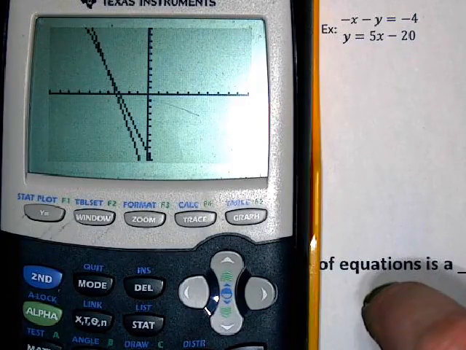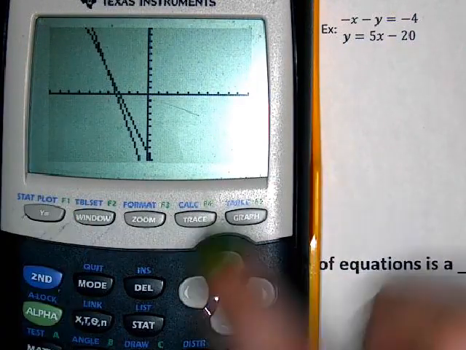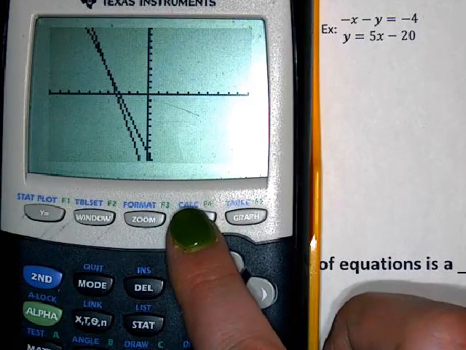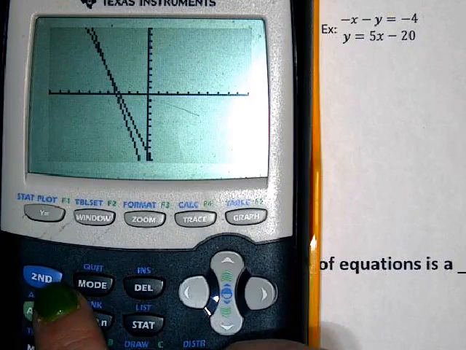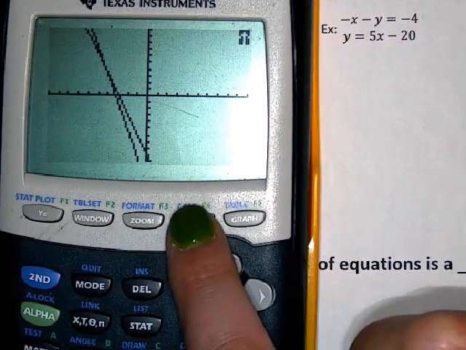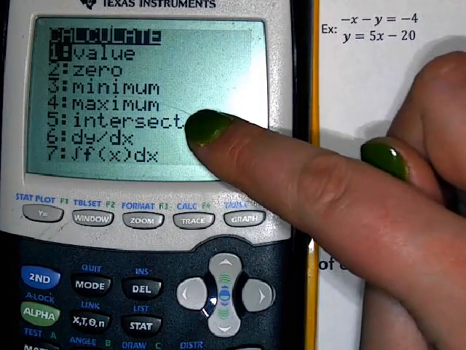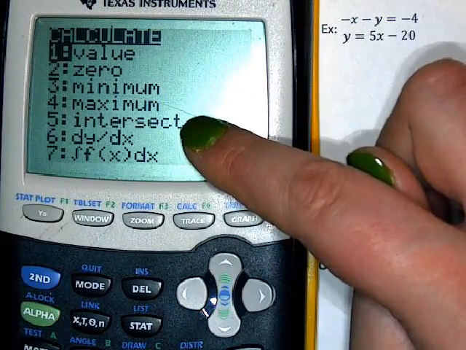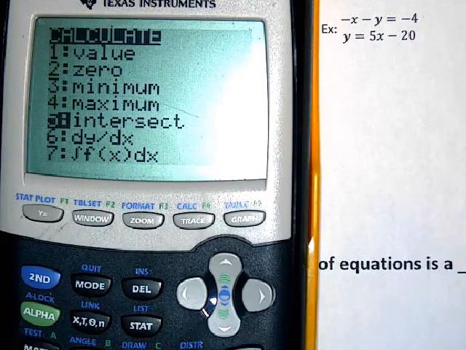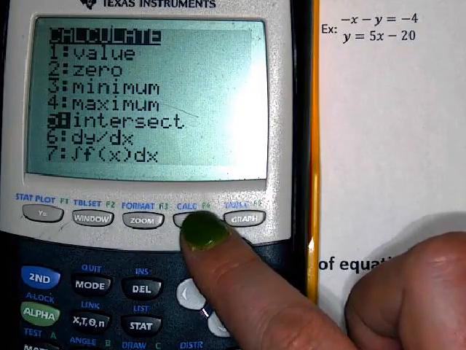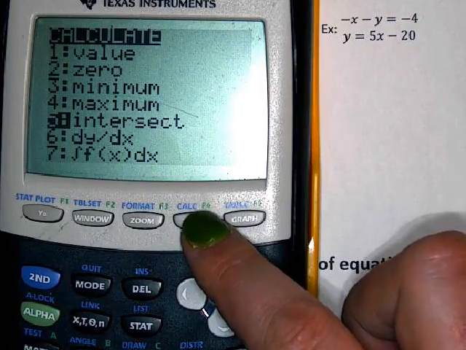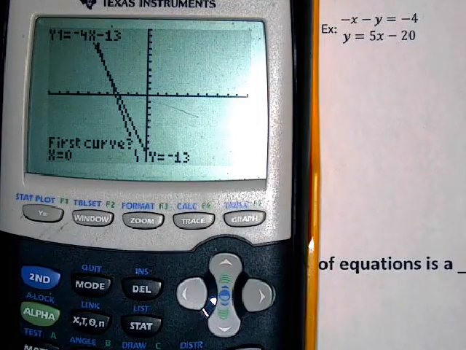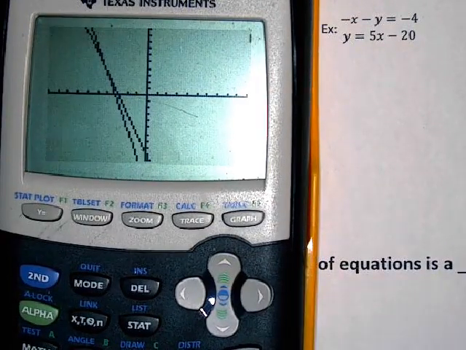Once you have that, to see where they cross, we're going to calculate. You see how it says calculate in blue? So we're going to use the blue button. We hit second trace, which is where the calculate button is, because we want to find out where the two lines cross each other, where they intersect. We go down to number 5. So second trace, number 5. Then you can just press enter, enter, enter, and it will tell you the answer. Negative 4, 3. That should confirm that you got the right answer.